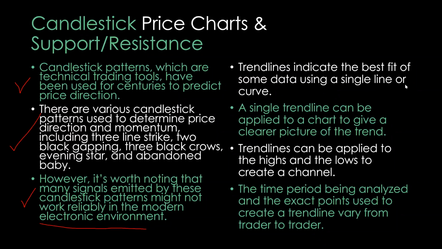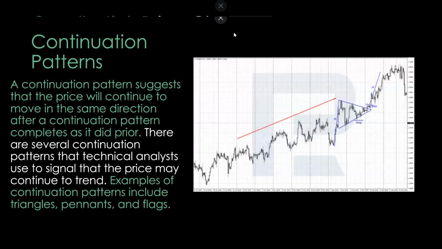Trend lines indicate the best fit of all data in a single line or curve. A single trend line can be applied to a chart to give a clearer picture of the trend, and trend lines can be applied to the highs and the lows to create a channel. The time period being analyzed and the exact points used to create a trend line vary from trader to trader. So you and I might not have the same trend lines. We may be looking at the same trend, but our trend lines may differ a little bit. That's okay. Remember, it's a zone.